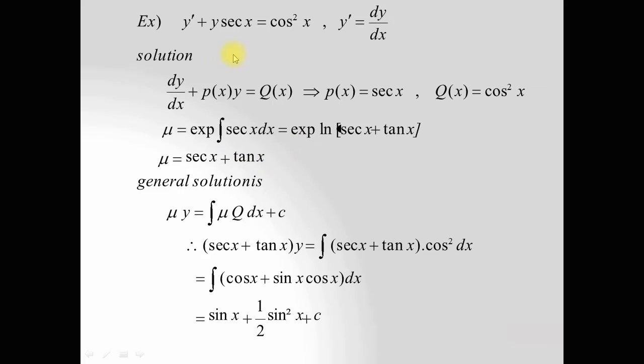Now the general solution of this given linear differential equation will be integral factor dot y is equal to integration of integral factor dot q with respect to x plus c. So putting the value of the integral factor, secant x plus tangent x, this is the right hand side. Left hand side, secant x plus tangent x dot y is equal to integration of mu, this is the integral factor, and this is the q function, integration of this with respect to x.